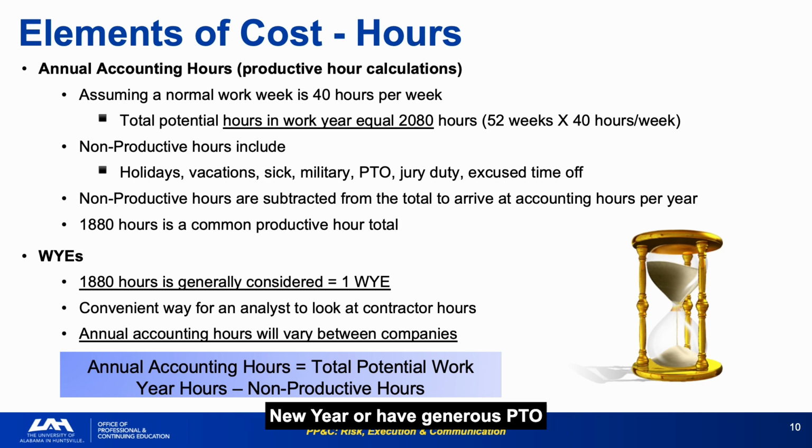Companies that shut down between Christmas and New Year or have generous PTO policies will have lower productive hour totals, which directly affect their cost per WY. When comparing labor cost across contractors or across years on the same contract, using WYs instead of raw hours removes the variability introduced by different accounting calendars. Always confirm what one WY equals for your specific contractor before doing any rate analysis. A 5% difference in productive hours can produce misleading cost comparisons if left unaddressed.